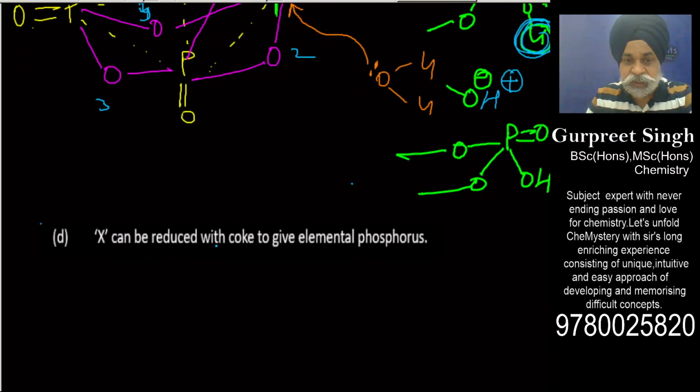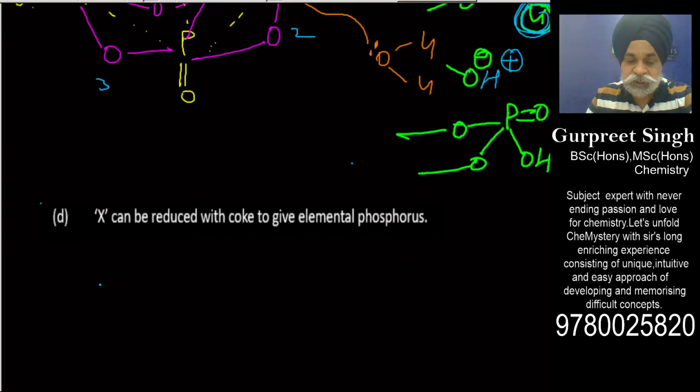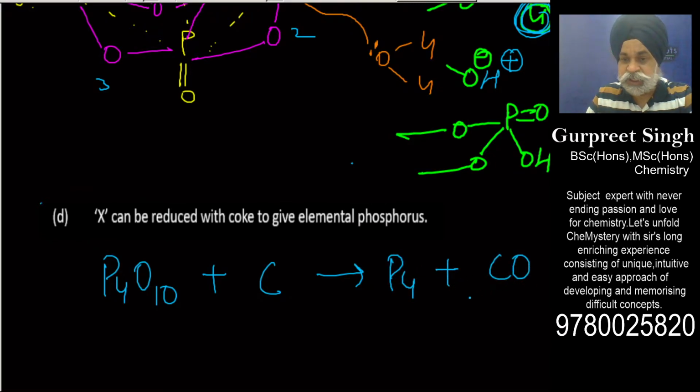So X can be reduced with coke. Now this also is a very important question, that P4O10, now here it has engaged the metallurgy. So if you treat it with carbon to form P4, elemental phosphorus can be generated, and here you would get carbon monoxide. So you just take 10 carbon, so this is coke. If coke is being heated with P4O10, you end up getting elemental phosphorus. So this option is correct.